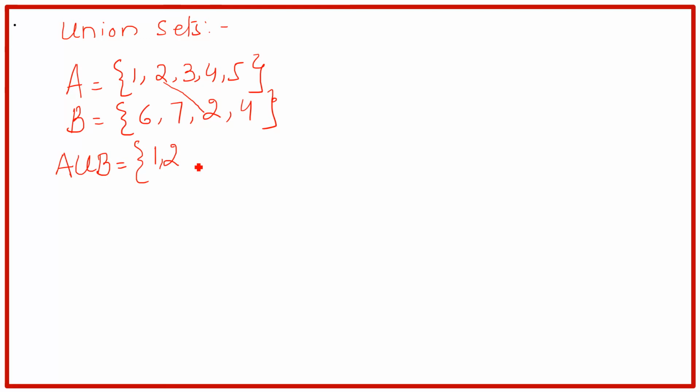Okay, come on to the next, that is 3. So we do not have a 3 here, but we will write down 3. Similarly, 4 we have here, we will write down only one time. And then 5, right? So it's complete. Then come to B. We have 6 here, 7 here, but we do not have 6 and 7 in set A. This is union. You have to write down each and every element of both the sets. This is A union B.